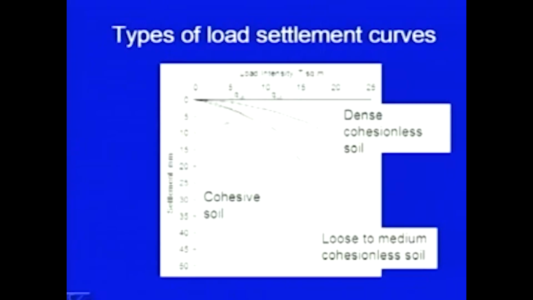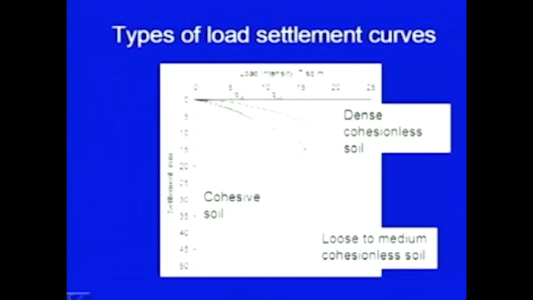Here it is a cohesive soil. In case of the cohesive soils, the settlement increases very fast, and also there is no well defined failure point. Here I have taken another example, loose to medium cohesionless soil. It is a loose soil. So, again there is no clear cut failure point. In case of the dense cohesionless soil, it was a kind of brittle failure. So, a similar kind of kink is not available here. The curve is gradually varying from one value to the other. This is a straight line portion, this is another straight line portion.